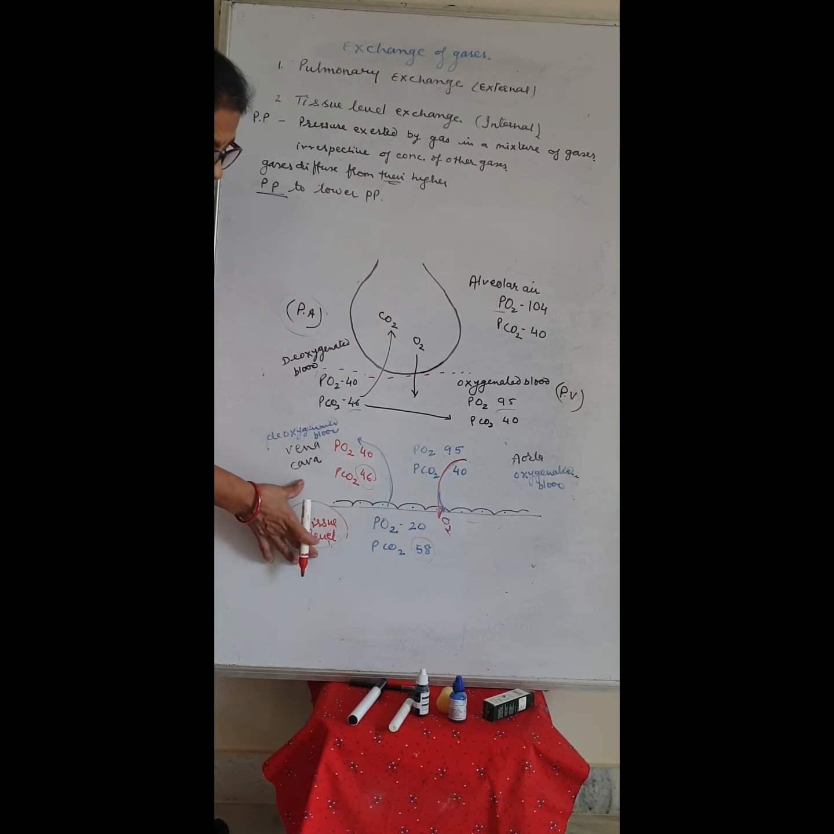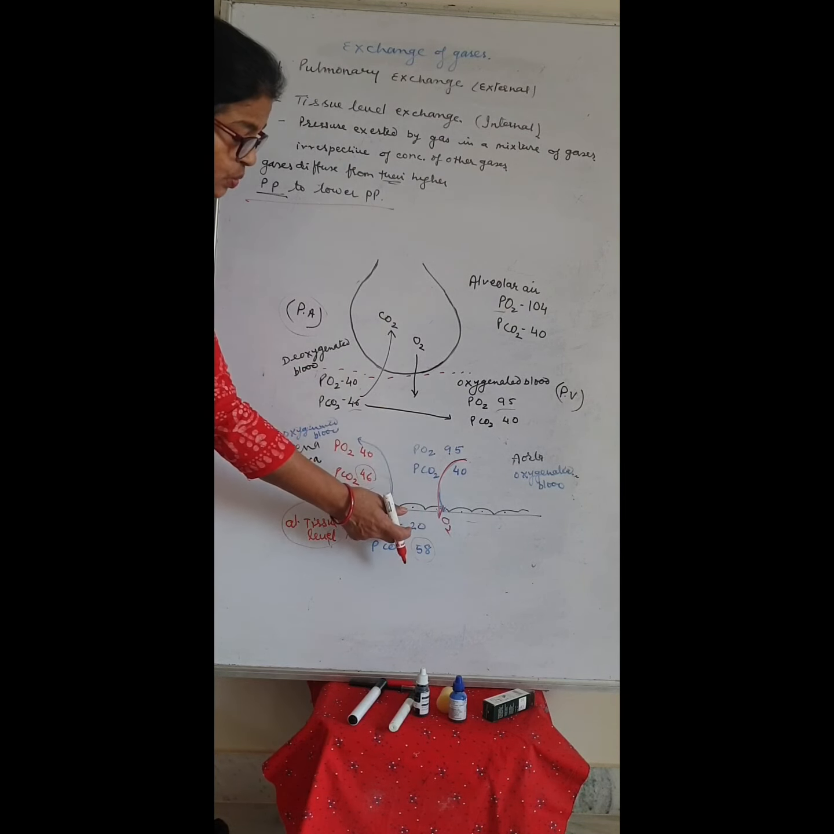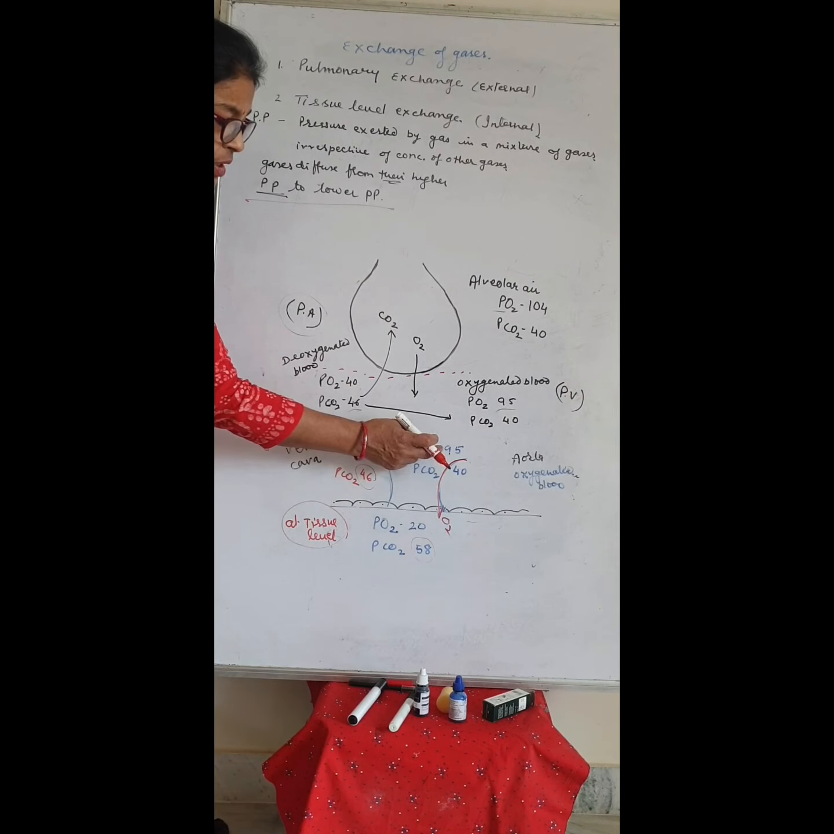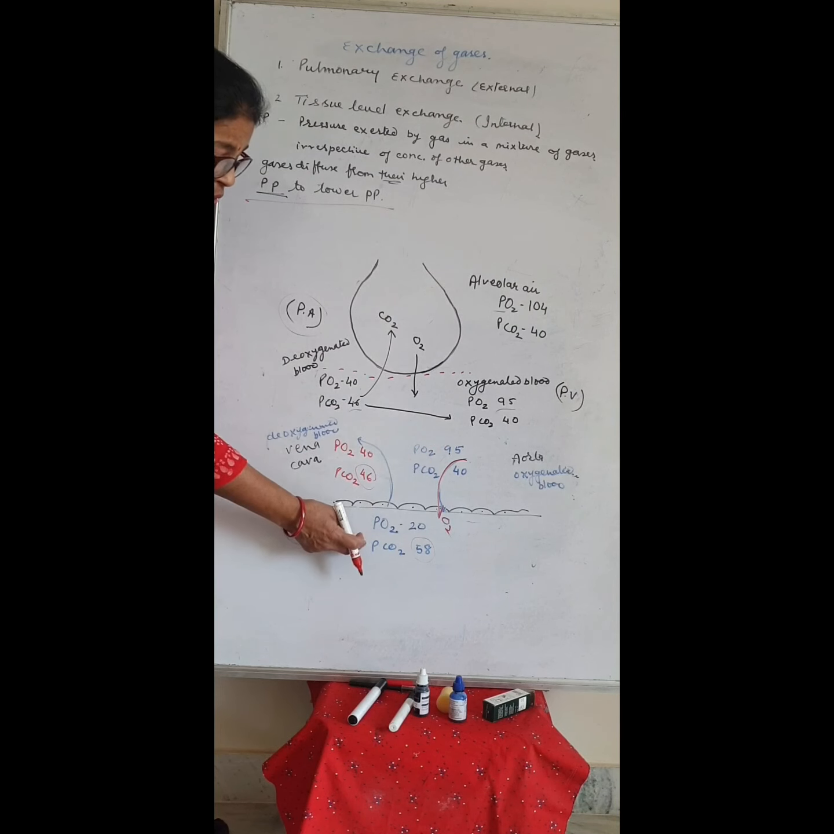So the main purpose of the diffusion of gases is the movement of gas from its higher partial pressure to the lower partial pressure. From the aorta to the tissue level, the oxygen diffuses due to the difference in partial pressure. CO2 from the tissue level diffuses into the vena cava due to the difference in the same partial pressure. Both exchanges of gases, pulmonary exchange and tissue level exchange, we have discussed. The next video discusses the oxygen dissociation curve.